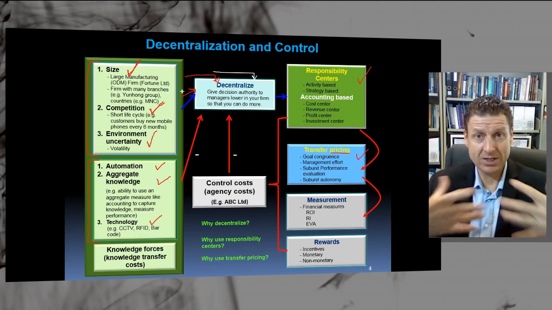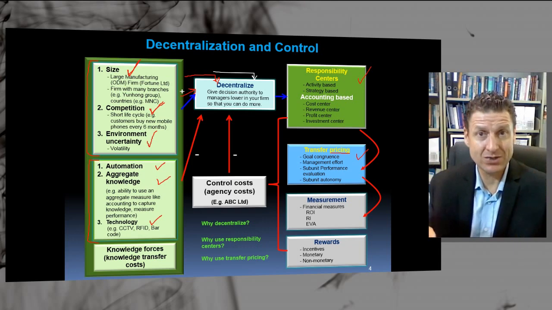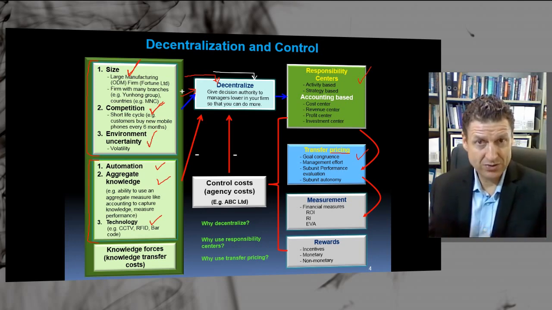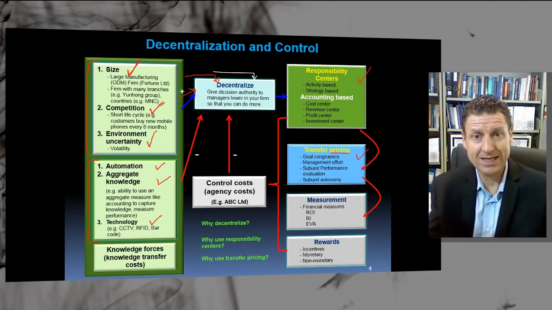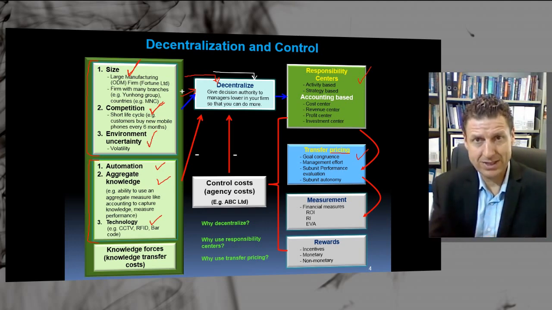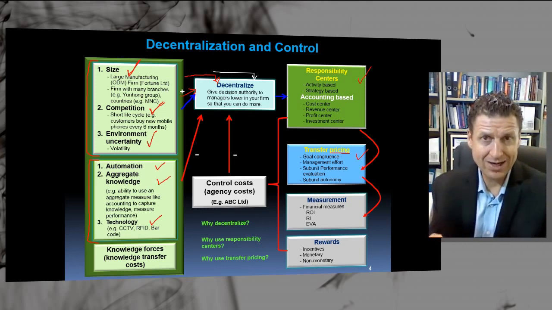So you can have a decentralized organization, but you can centralize the transfer pricing. Don't mix up the centralization of transfer pricing with the centralization of the decision authority of the various divisions. You decentralize decision authority, and you can still have centralized control over the transfer pricing.